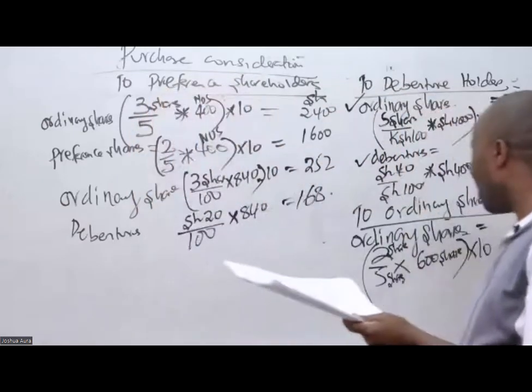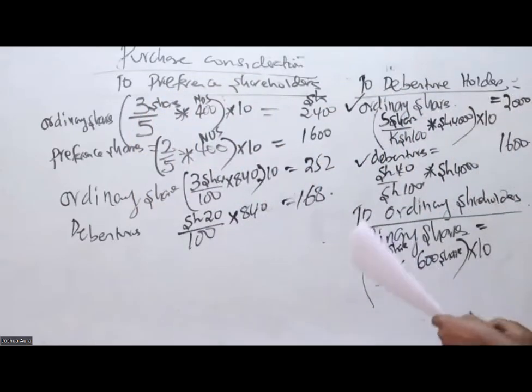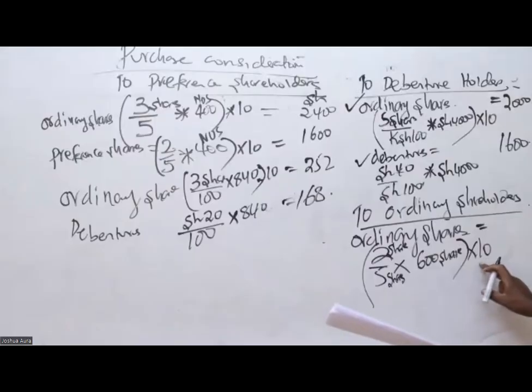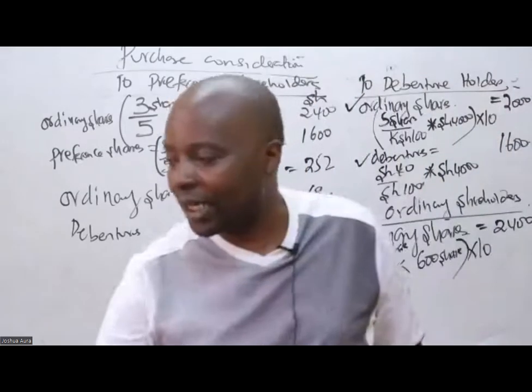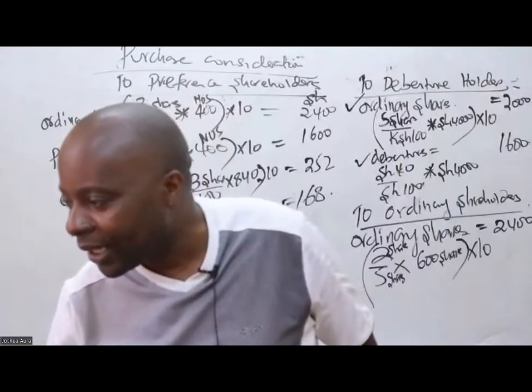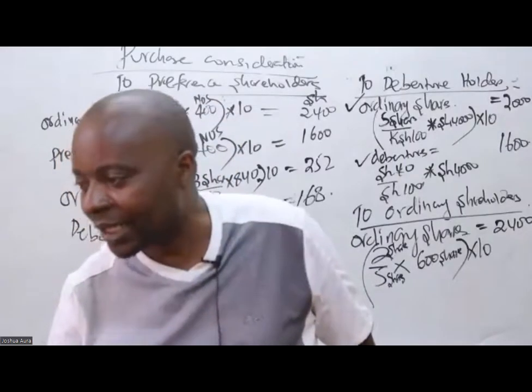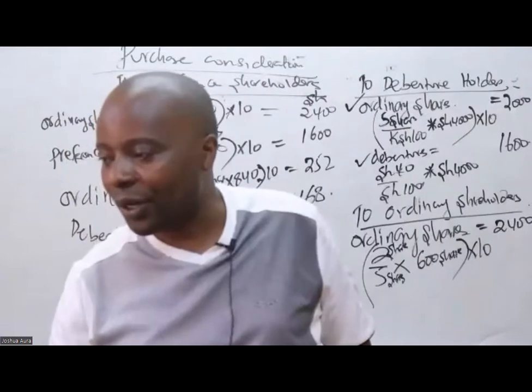Great. So we continue here. What figure are we getting here? For this, ladies and gentlemen, to ordinary shareholders, we are getting 2,400. Now from there, listen to me very well. The ordinary share amount is 600, 6,000.